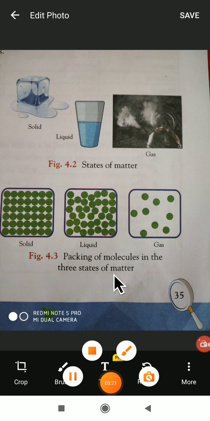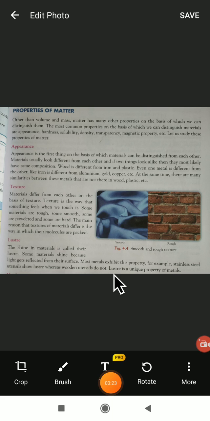Next we will see the properties of matter. Other than volume and mass, which I have told you are also properties of matter, matter has many other properties on the basis of which we can distinguish between them.